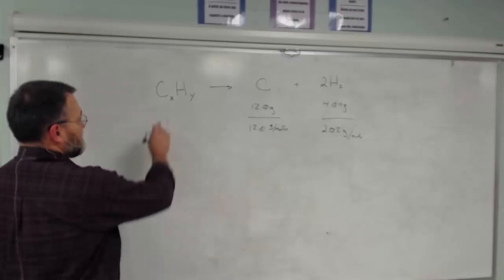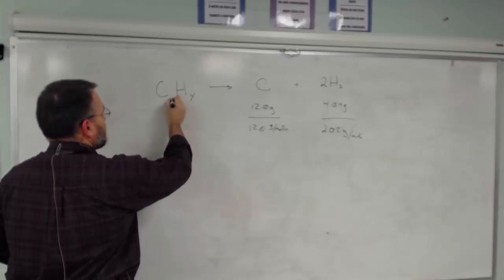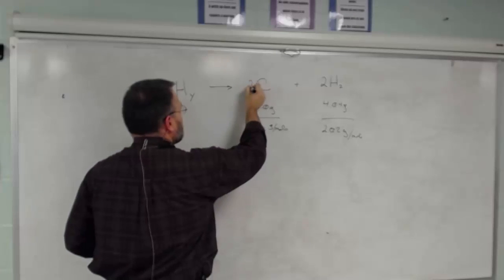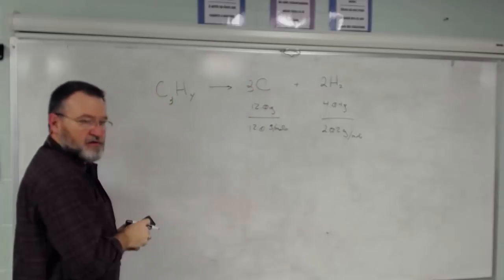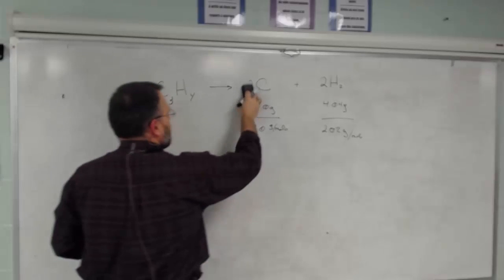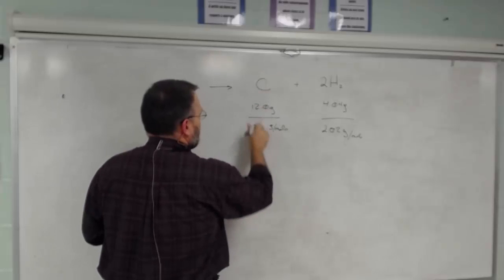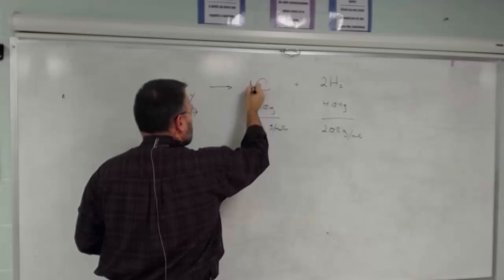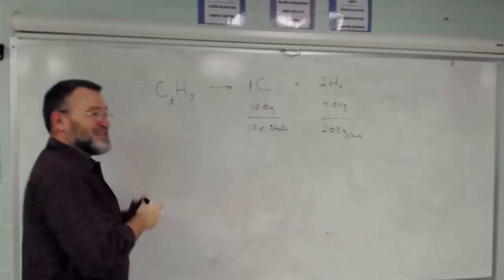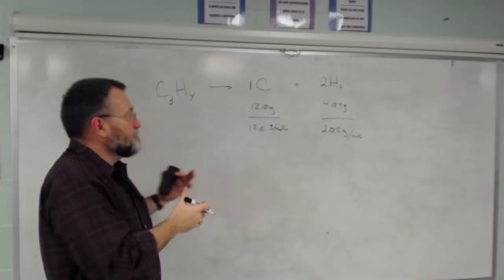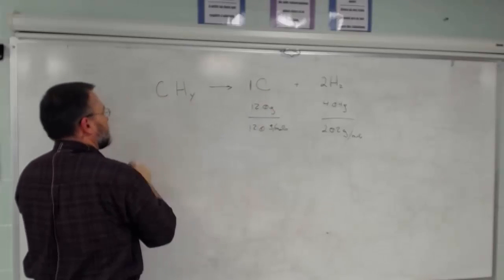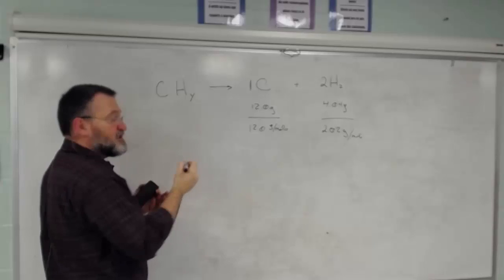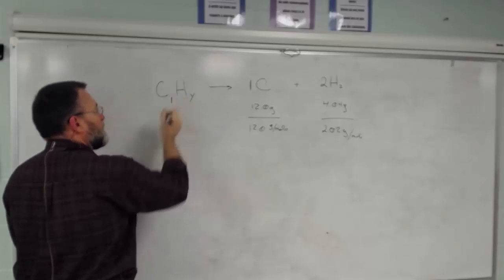If I had a C2, I would expect to find 2. If I had a C3, I would expect to find 3. But in this case, since I've only produced 12 divided by 12, or 1 mole, I'm going to write it in as 1 right here just so you can see it. But remember, we wouldn't technically write it in there. It's implied. We have 1 mole of carbon. So our subscript over here on the carbon, again, we wouldn't normally write it, it's implied, but I will in this case, would be a 1.